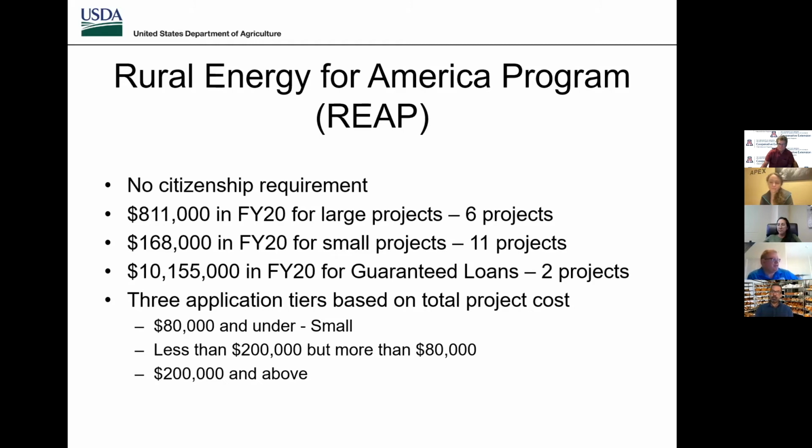There's 3 application tiers. 80,000 or under is what we call small. So essentially you get a $20,000 grant or less.